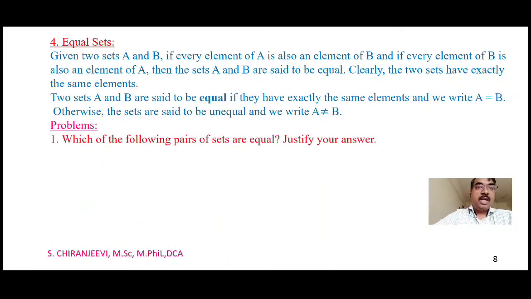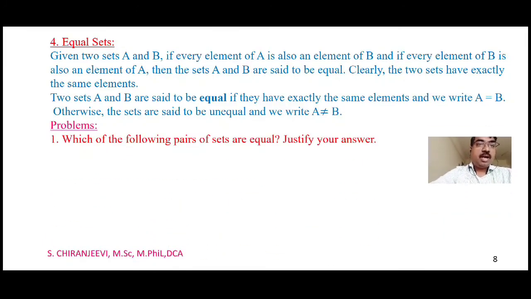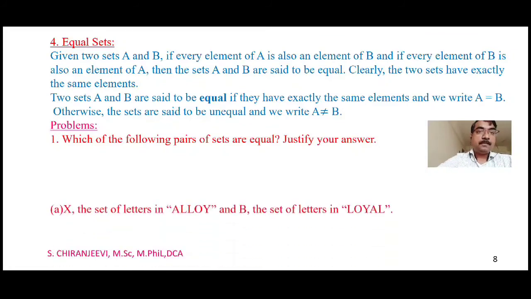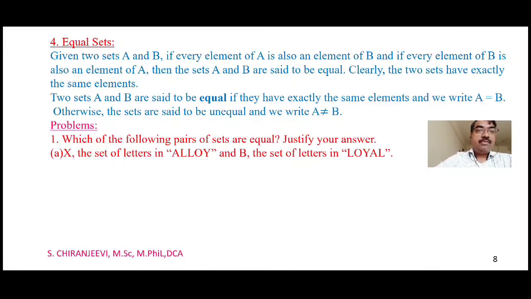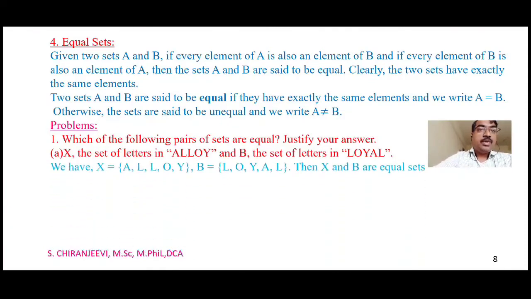Problems. Which of the following pair of sets are equal? Justify your answer. X, the set of letters in alloy, and B, the set of letters in loyal. So if we take X, we will be having A, L, O, Y, because L has been repeated, we write only once. B also, we write L, O, Y, A because L has been repeated twice. So now if you compare, X is A, L, O, Y, B is L, O, Y, A. X and B are equal. X equal to A, L, O, Y equal to B.